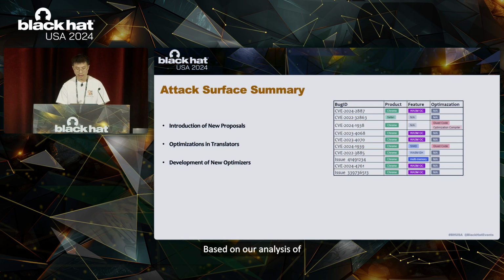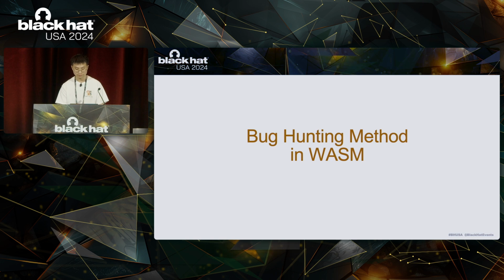Based on our analysis of recent WASM vulnerabilities and our own findings, we have identified three main attack surfaces. First, new processes like exception handling enhance interactions between JavaScript and WebAssembly. Second, issues can arise from type translators between WASM and JavaScript, such as type conversion and call stack switching. Finally, the development of new optimizers may introduce new attack surfaces in the future.